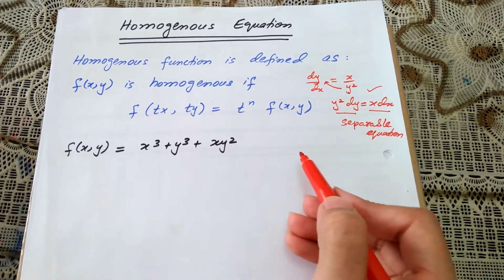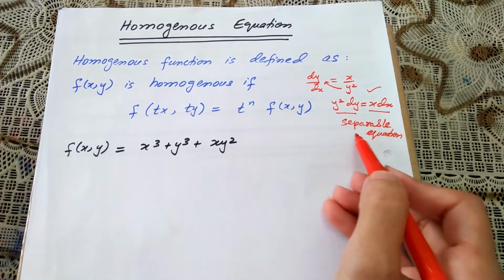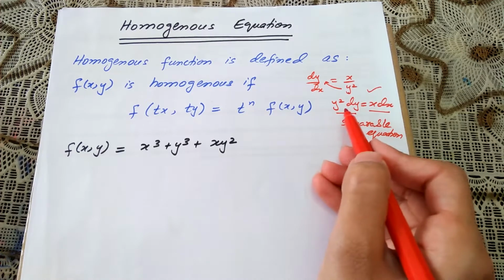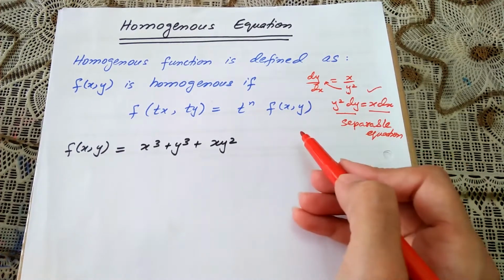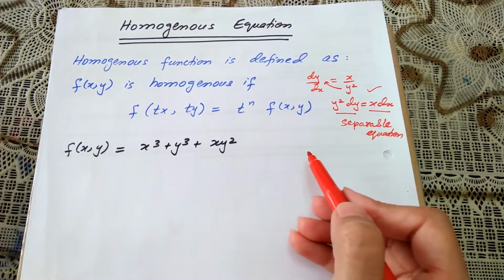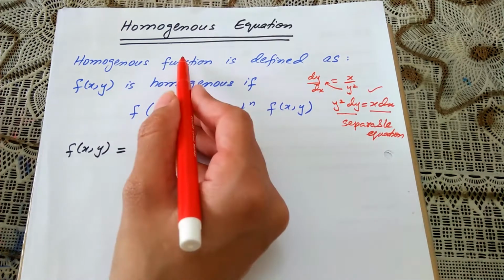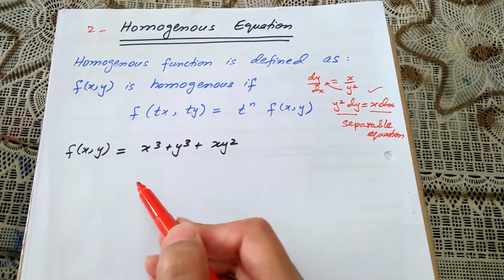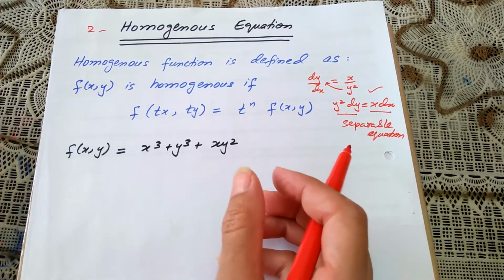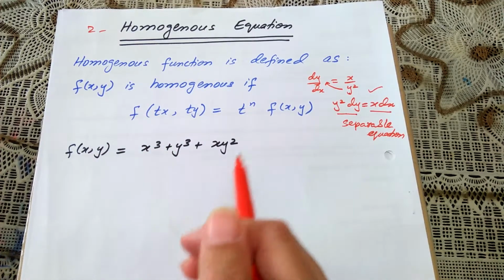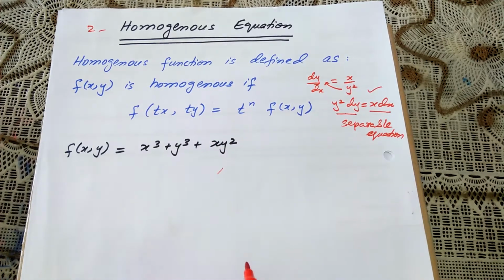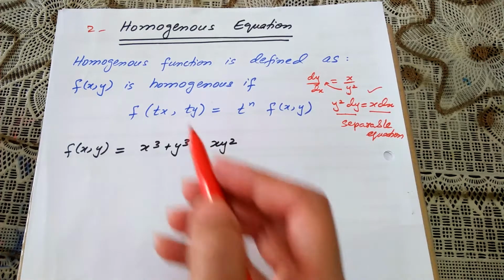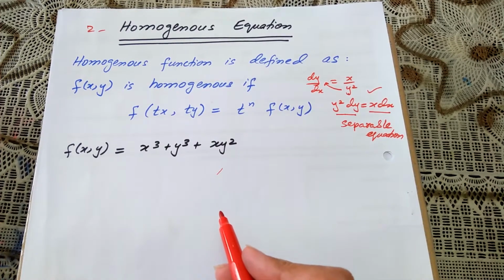But what will happen if you don't have a separable equation? You cannot separate the x and y variables on each side. Then what will you do? You will move on to the second method, that is for the homogeneous equation. You will just check whether the given differential equation is homogeneous or not. For that purpose, you must know what a homogeneous equation exactly means.